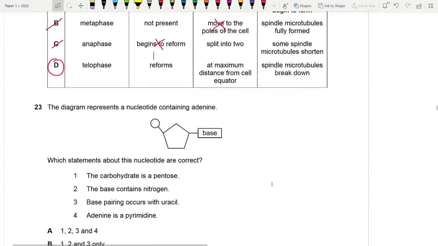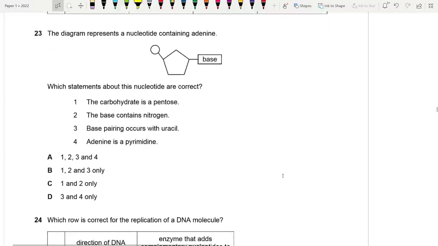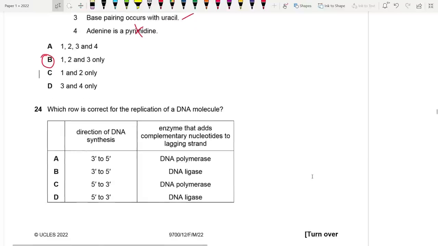The diagram represents a nucleotide containing adenine. Which statement about this nucleotide is correct? Adenine is a double ring structure, so it's a purine. The carbohydrate is a pentose sugar. This is true. The base contains nitrogen, of course. Base pairing occurs with uracil. Adenine does bind with uracil, but not in DNA. In RNA, true. Adenine is a pyrimidine. No, it's a purine. So 1, 2, and 3. 23 is B, okay?